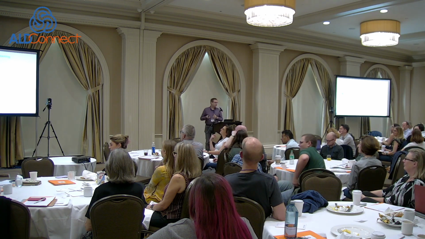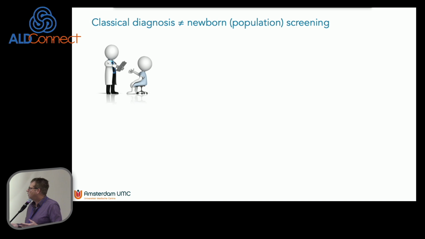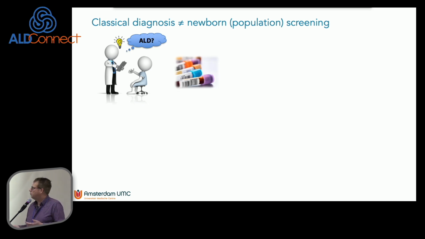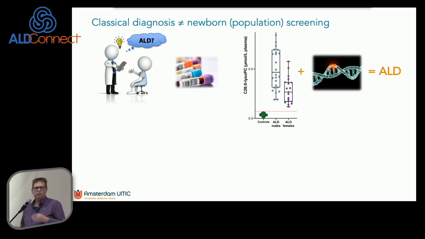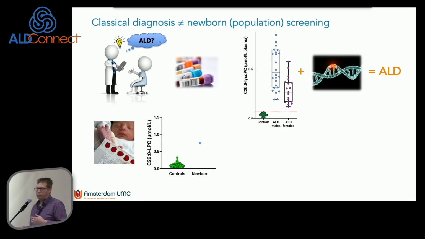until newborn screening, a patient would visit the doctor, and there was a clinical exam, and when the doctor thought, well, this could be ALD, you take a blood sample and you send it to the lab. You do biochemistry, you do genetics, and 1 and 1 is 2. If you have elevated very long chain fatty acids and you have a variant in the ABCD1 gene, it's ALD. Case closed. But now we have newborn screening.